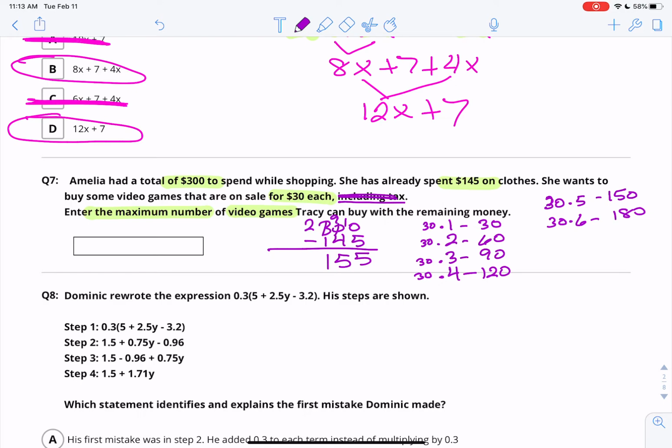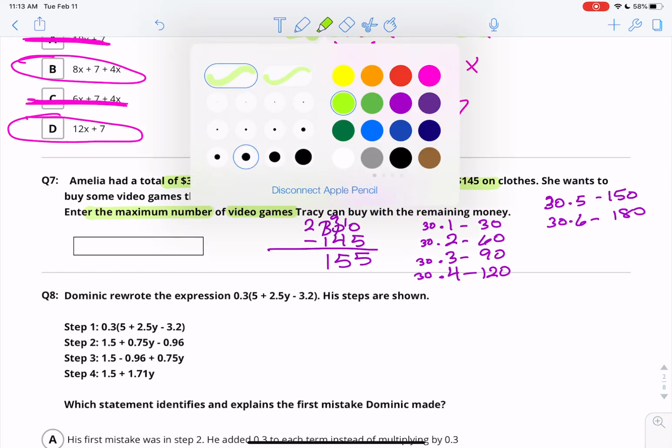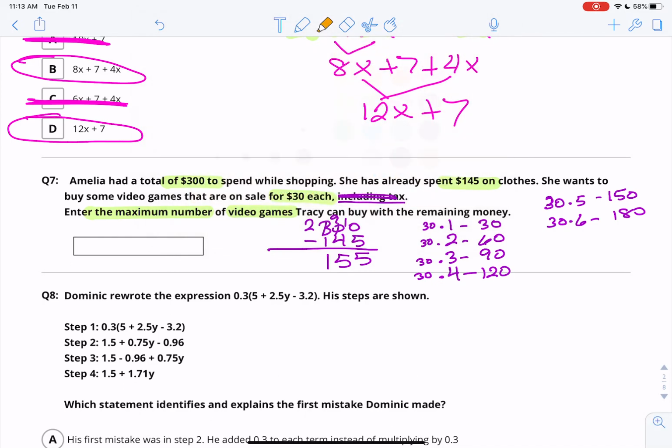Well, wait a minute. The maximum number, let's change this to orange. The maximum number of video games if she has $155. So the max she can buy is 5 because if she tried to buy 6, it'd be 180 and that's way too much. So the answer is 5 video games. Okay? You could have also done 155 divided by 30 and you would have gotten 5.16 or something like that. So you would know, well, you can't buy 1/6 of a video game. So the maximum you could buy was 5.